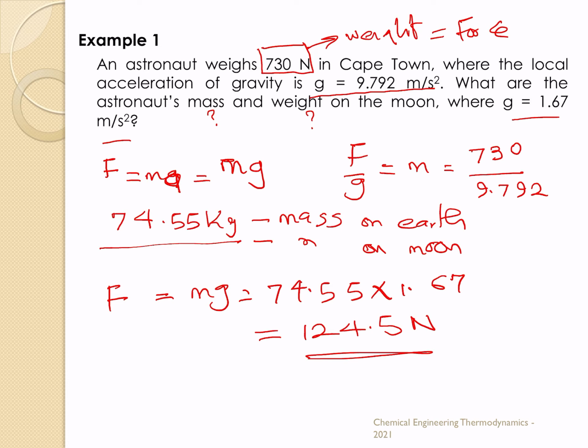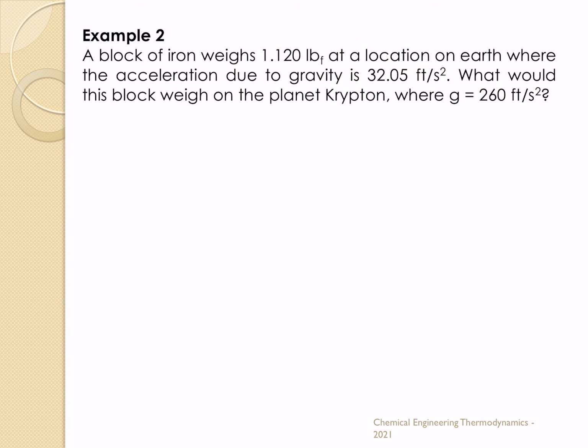I'm sure many of us have seen on TV and in several videos the astronauts floating. They are floating simply because the gravitational pull is so low. The g is 1.67, so based on that, their weight is very low. So they are lighter when they are in outer space. So that is that. Let's look at another example.